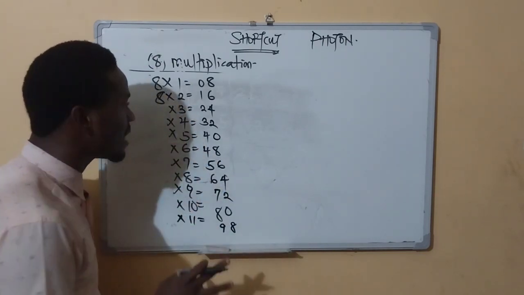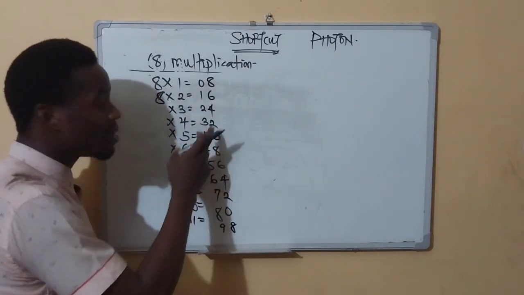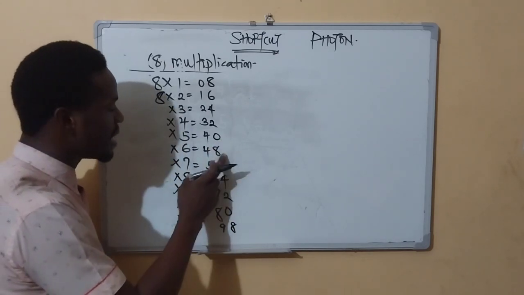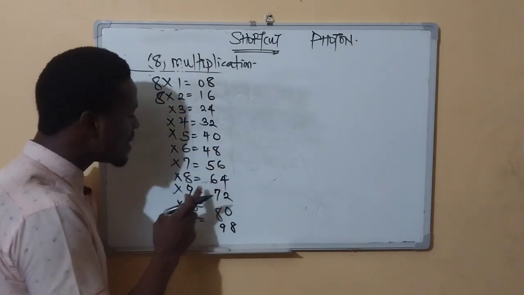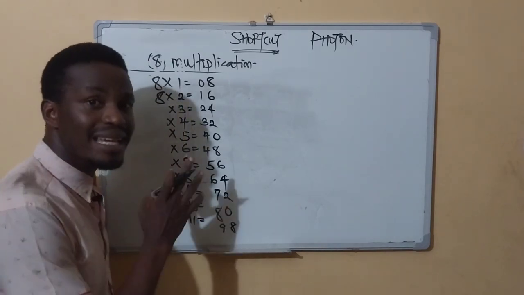It doesn't fail, okay? So 8 times 1 is 8, times 2, 16, times 3, 24, times 4, 32, times 5, 40, 8 times 6 is 48, 8 times 7 is 56. 8 times 8, 64. 8 times 9, 72. And 8 times 10, 80.